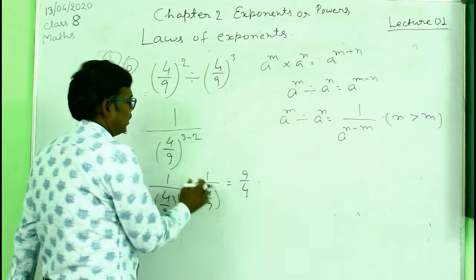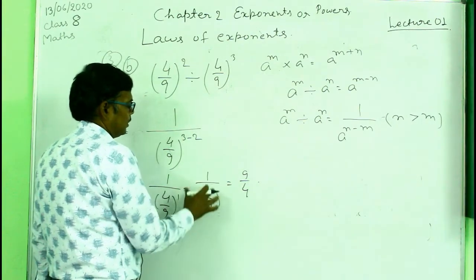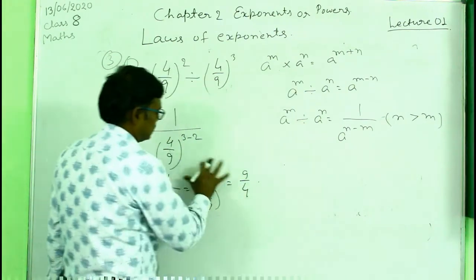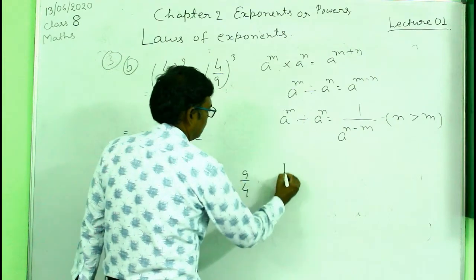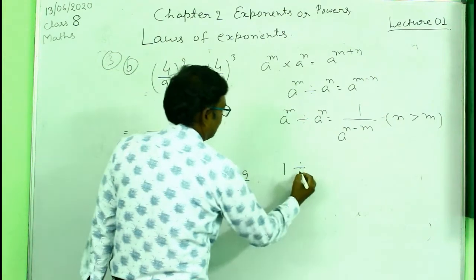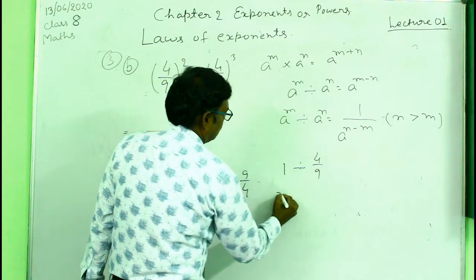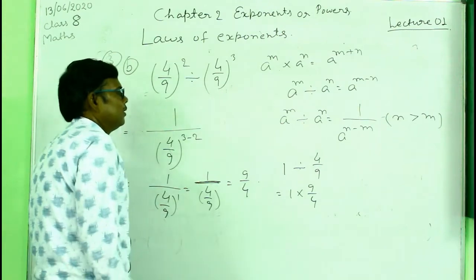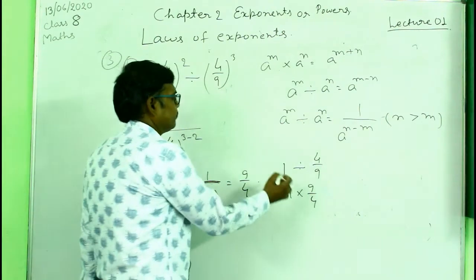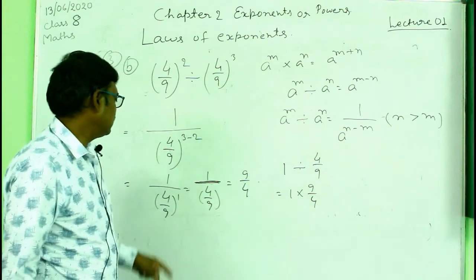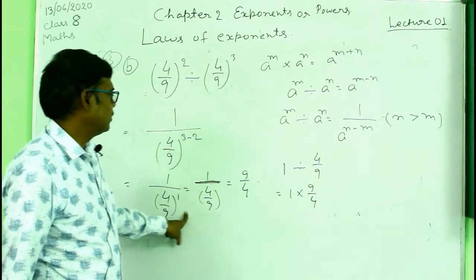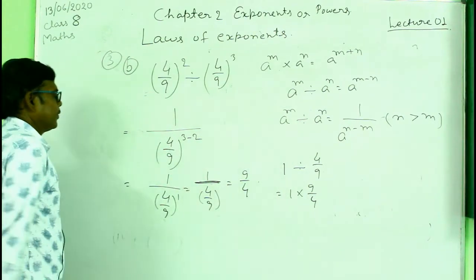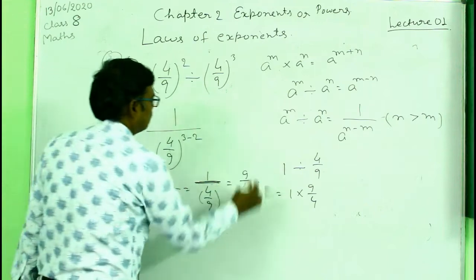If you have any difficulty in understanding this, just see that this is the sign for division. You can think of this as 1 divided by 4 by 9. Then it will be 1 into 9 by 4. This is the process for division of fractions. So if you have difficulty in simplifying expressions like this, just convert like this and then find the answer. That will be very easy for you. Remember this. So here the answer is 9 by 4.